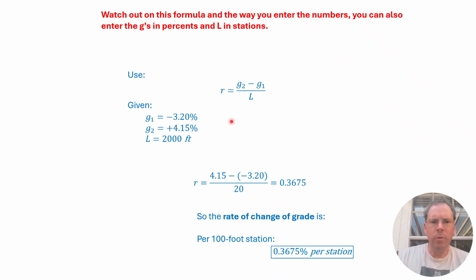So here's one more, the same thing. I went ahead and just used the percents as the numbers. So for G2 I use 4.15. The G1 I just use minus 3.2. But the L I converted into stations. If you do it this way, the rate of change comes up as a percent per station.